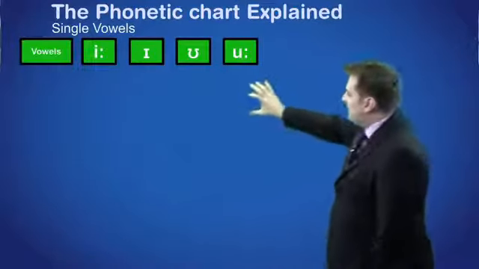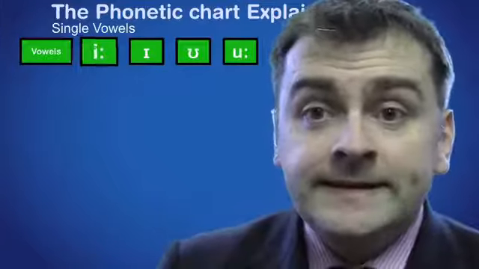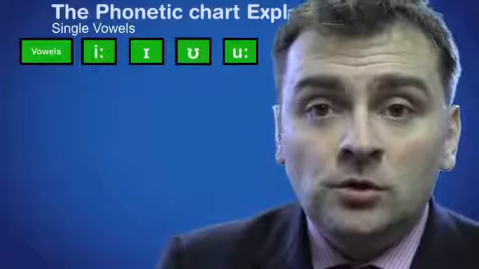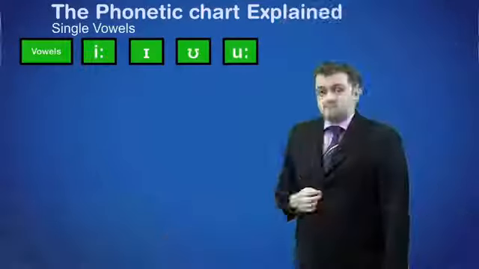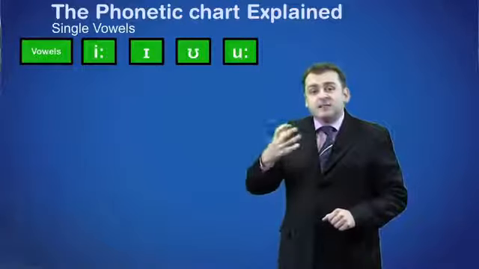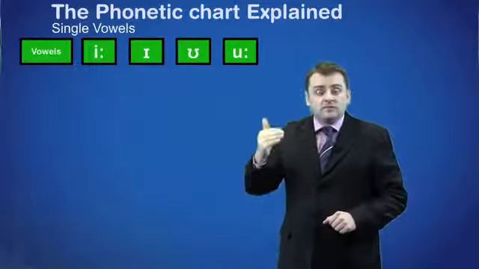On the top row, we have the sounds E, I, U, and oo. With all these sounds, the mouth is almost closed, and the sound is made at the top of the mouth. That's why they're on the top row.